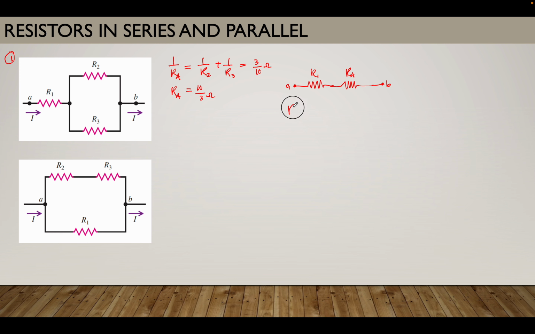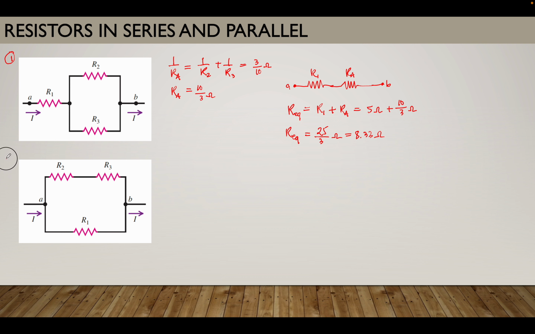To get the equivalent resistance, or total resistance, you just need to add R1 and R sub A. Let's say, for example, R1 is 5 ohms. So 5 ohms plus our RA, which is 10 over 3 ohms. Our equivalent resistance now will be 5 plus 10 over 3, which is equal to 25 over 3 ohms, or 8.33 ohms. So that is how you would solve a combination of resistors in series and parallel.